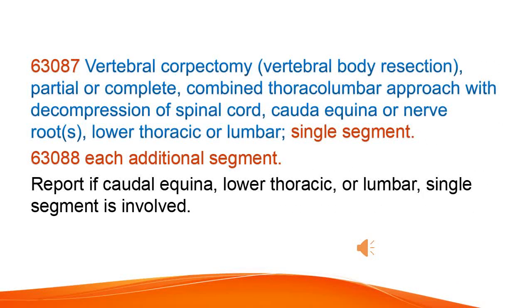Vertebral corpectomy, vertebral body resection, partial or complete, combined thoracolumbar approach with decompression of spinal cord, cauda equina or nerve root, lower thoracic or lumbar, single segment. Each additional segment. Report if cauda equina, lower thoracic, or lumbar, single segment is involved.